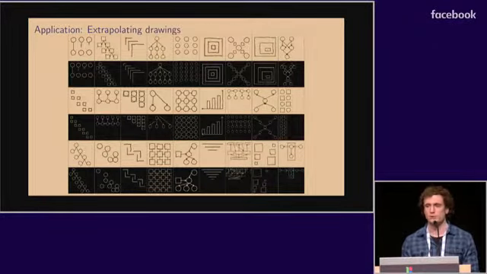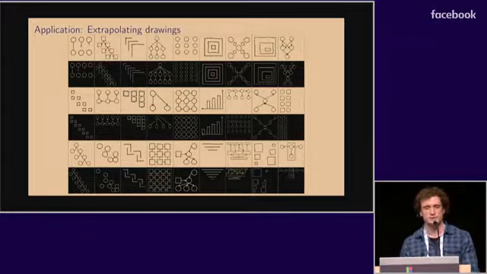Programs also support strong kinds of one-shot generalization. So here what we're doing is we're taking a hand drawing, inferring the graphics program, and then generalizing it by extrapolating it. The way that the extrapolation works is by increasing the loop bounds.